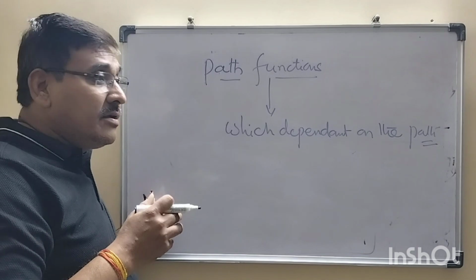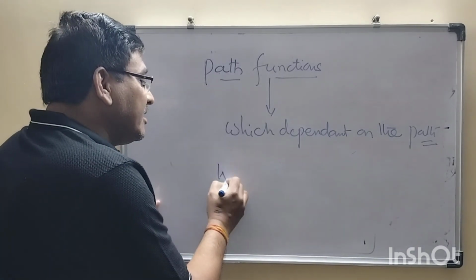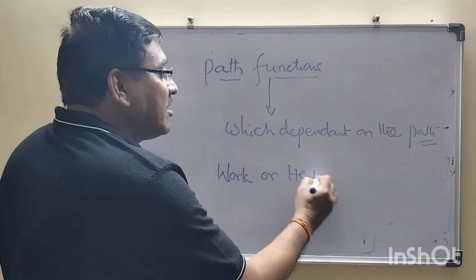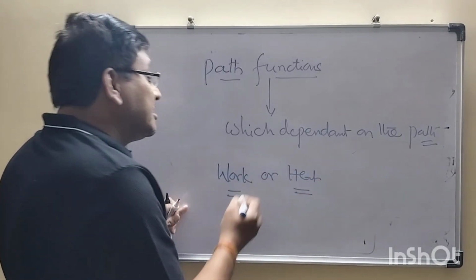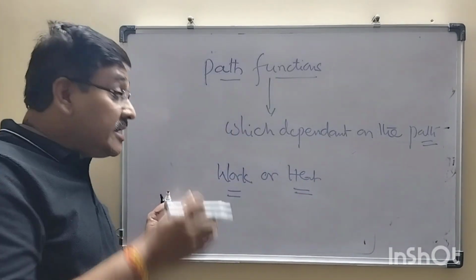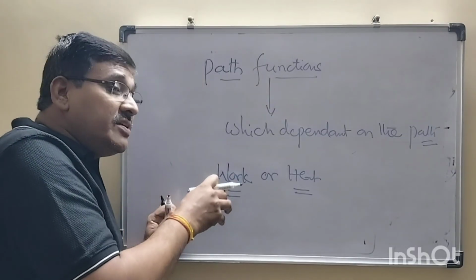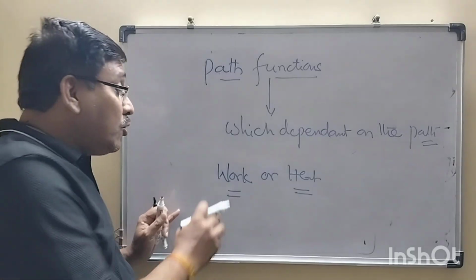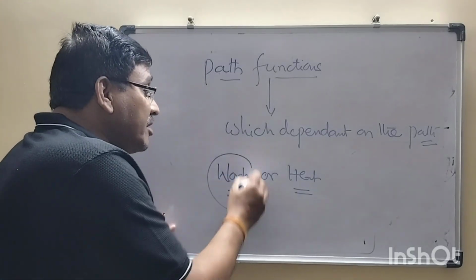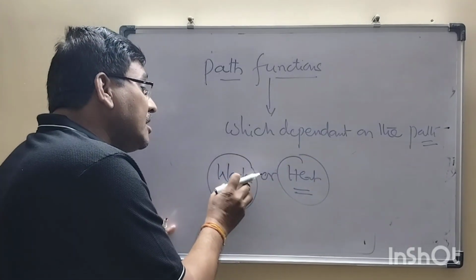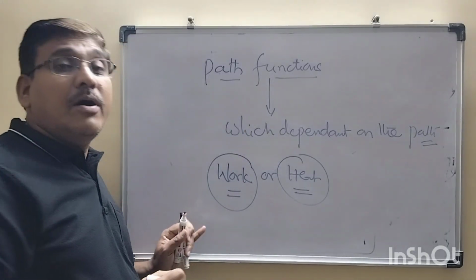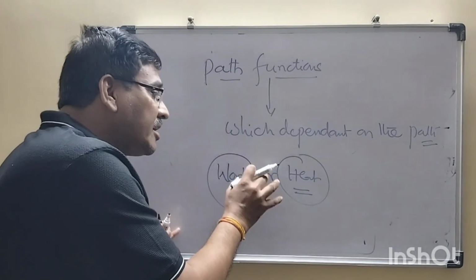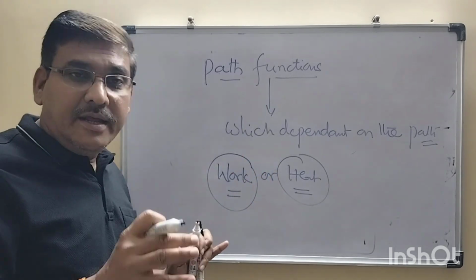Observe carefully. Let us say that work or heat, these are known as path functions. They depend upon the path from which they have come. So here these are very, very important parameters: work and heat are the path functions. Path is very important in the calculations of work and heat.